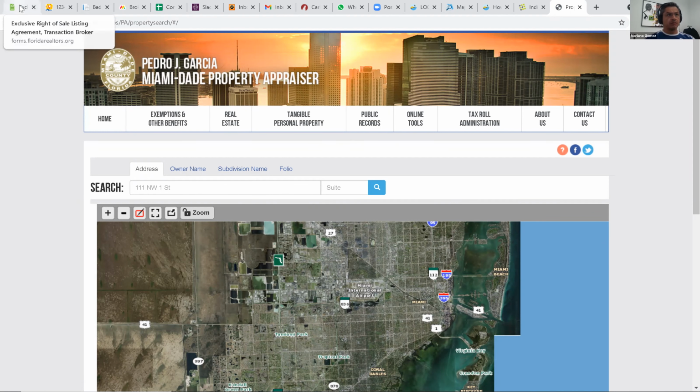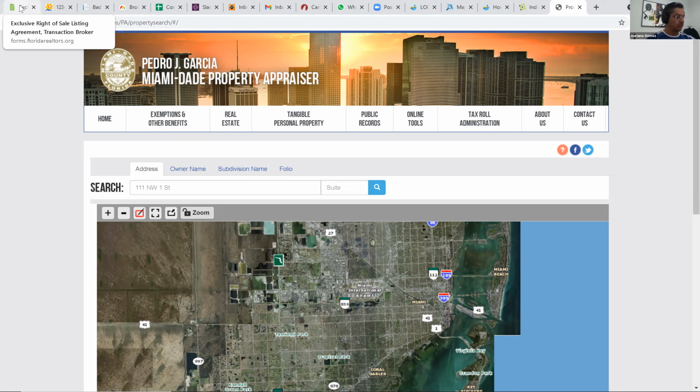So we use the one, for instance, for Broward. Yes, it all depends on the property. If the property is located in Broward County, you just go to BCPA or find on Google the property appraiser website of Broward County, and that's it. It will take you there.